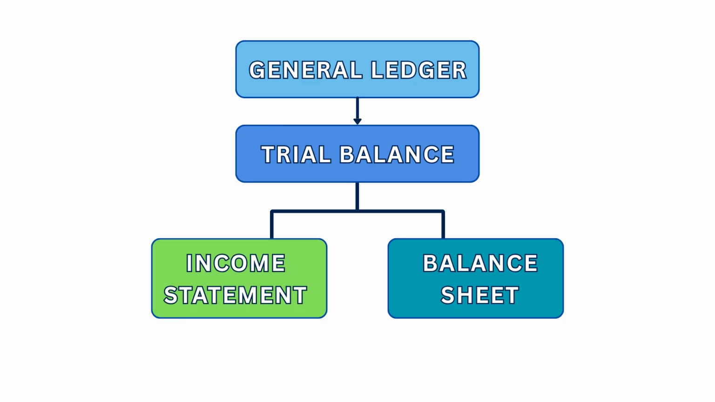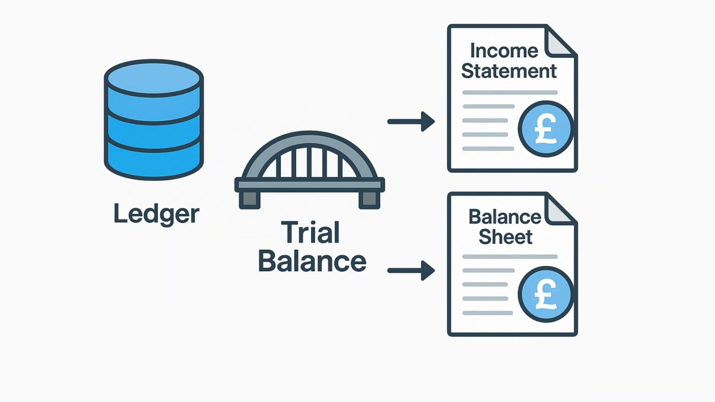And fourth, prepare for financial statements. Businesses rely on an accurate trial balance to produce the income statement, called profit and loss, and the balance sheet, called the statement of financial position. A trial balance acts like a bridge between the ledger and the financial statements.